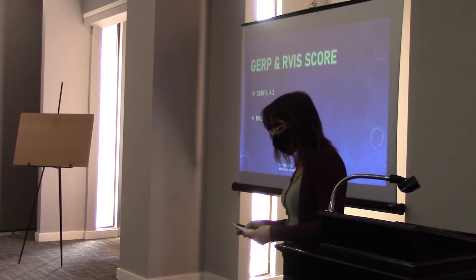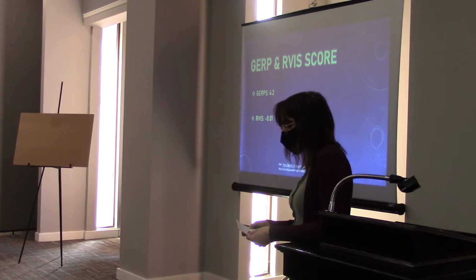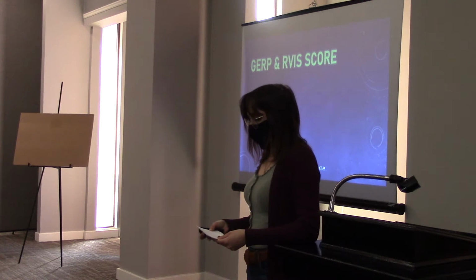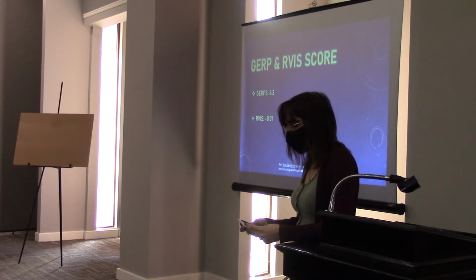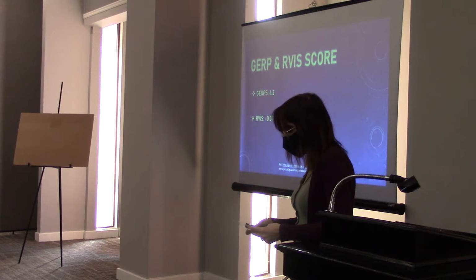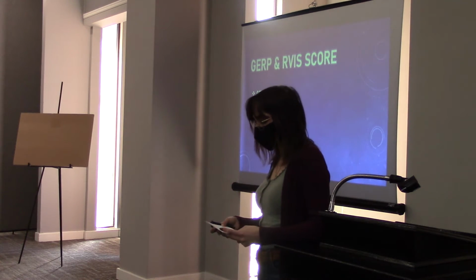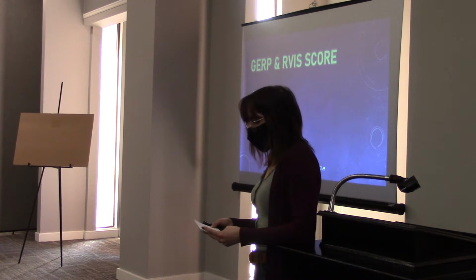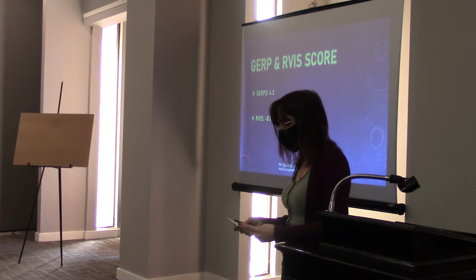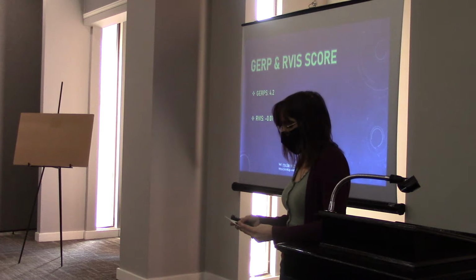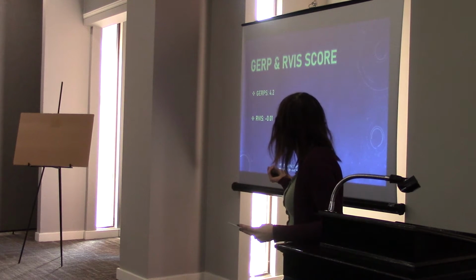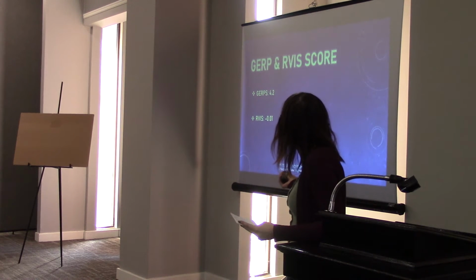The GERP and RVIS score. GERP is a genomic evolutionary rate profiling program. It measures the evolutionary conservation of a genomic region. This score indicates at 4.2 that it has a relatively high level of conservation. RVIS is the residual variation intolerance score. It indicates that the gene's intolerance to variation is moderately intolerant at negative 0.01.